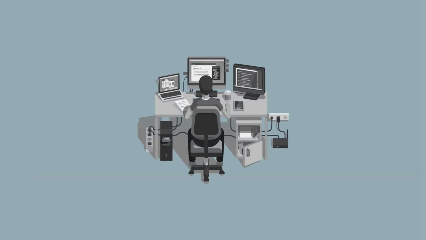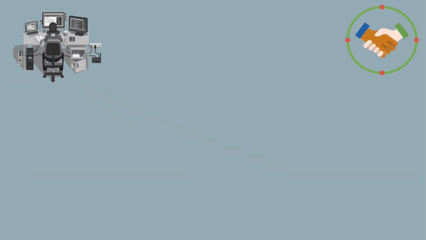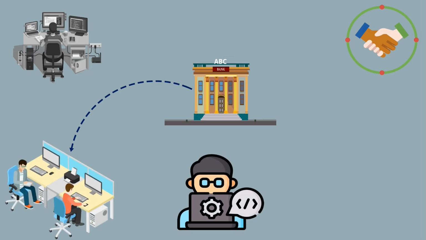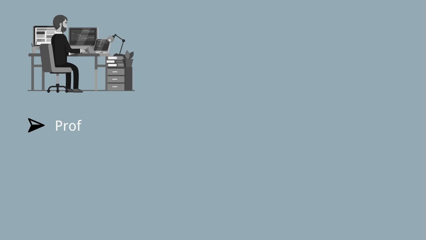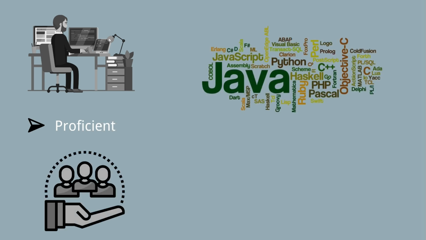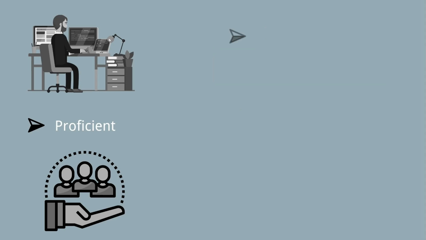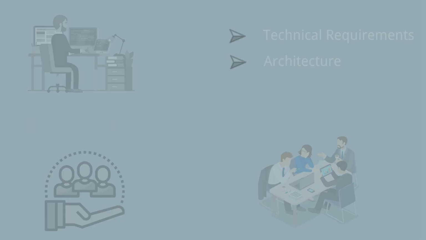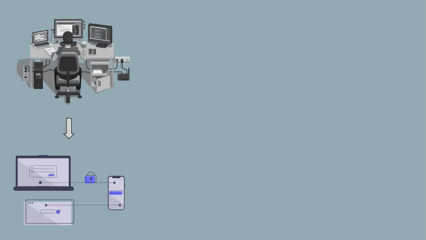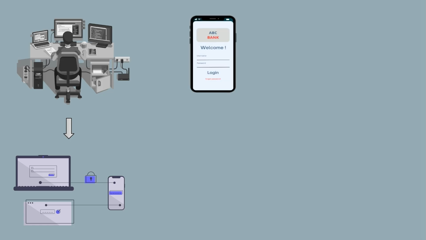While the computer programmers in this scenario collaborate with the bank's IT department, software architects, and software developers, they are proficient in programming languages. Their primary responsibility is to implement the technical requirements and architecture defined by the team. The programmers start by creating an authentication module, enabling users to securely log into their accounts.